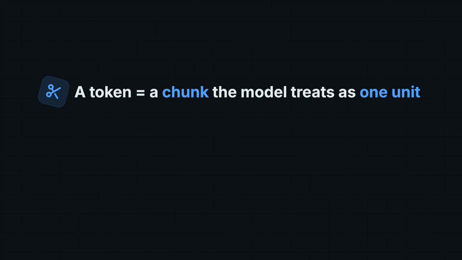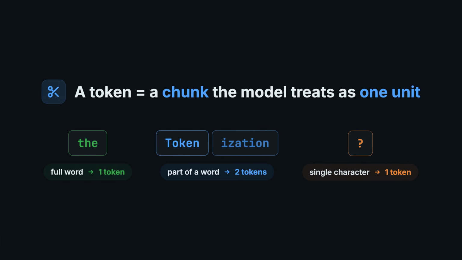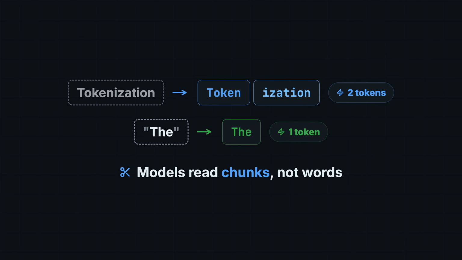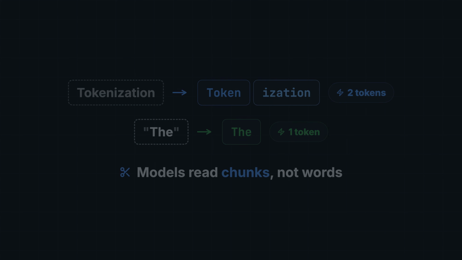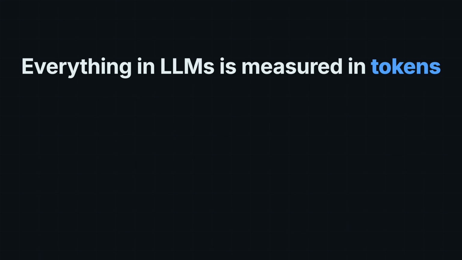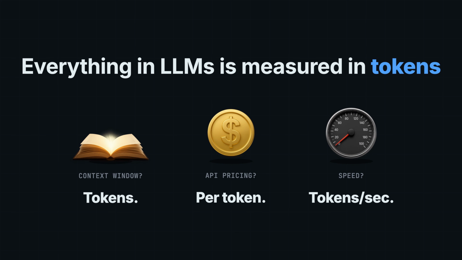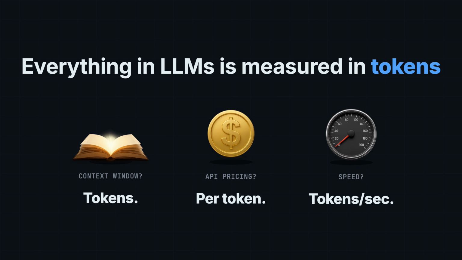A token is a chunk of text the model treats as a single unit, sometimes a full word, sometimes part of a word, sometimes a single character. Tokenization: one word, two tokens. The: one token. The model doesn't read words, it reads these chunks. And everything in the LLM world is measured in tokens. Context window, API pricing, generation speed, all tokens. If you've been confused by a bill or had a prompt cut off, tokens are the reason.